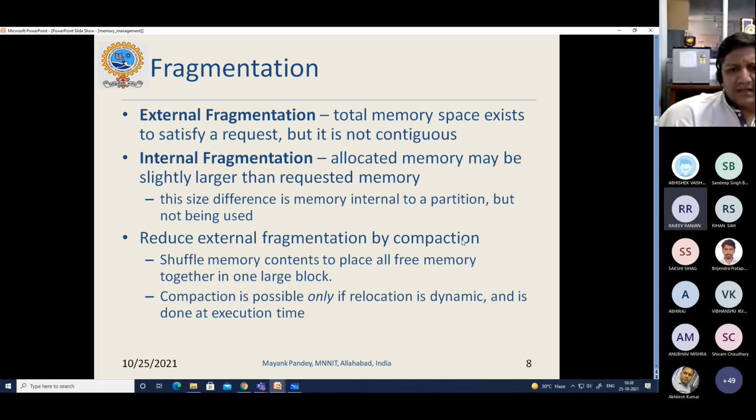So you can reduce external fragmentation by compaction. It is again a time-taking task. The operating system has to shuffle the memory contents up and down to compact the memory. Fine. Place all free memory together in one large block. Compaction is possible only if relocation is dynamic and is done at execution time. So these are again the issues in contiguous allocation: external and internal fragmentation.